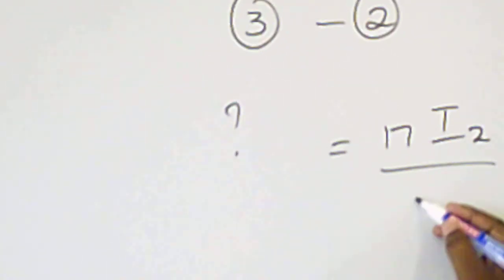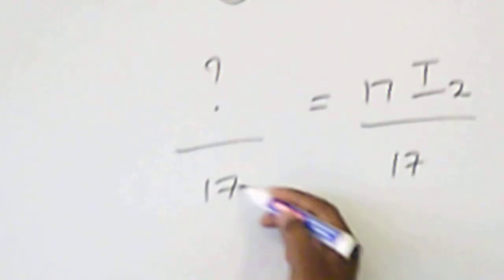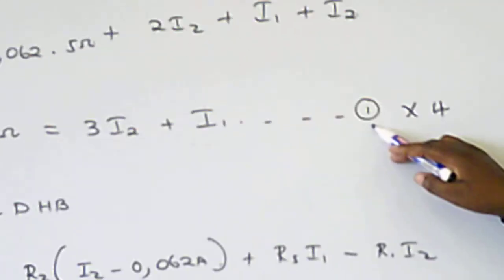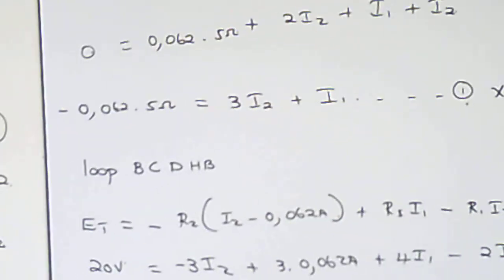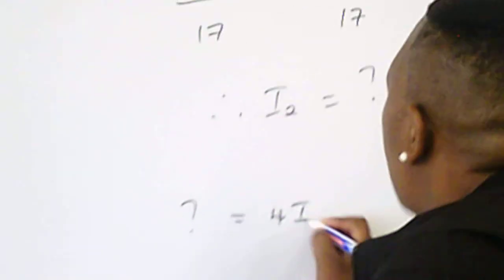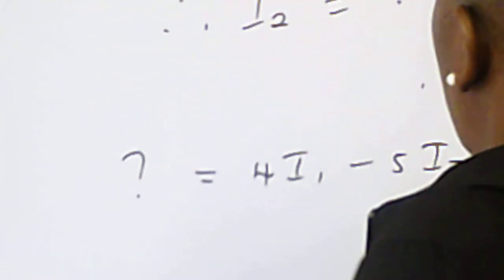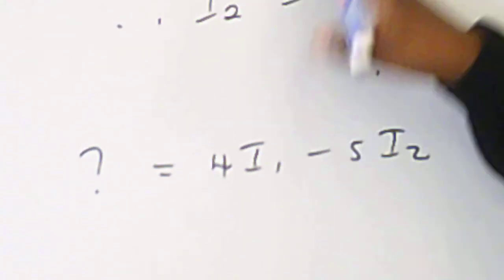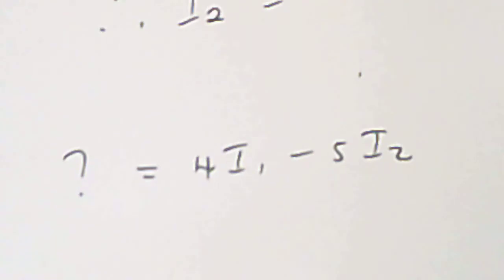Then to get I2, you divide by 17, and also here divide by 17. Therefore, you'll be able to find how much is your I2. After finding I2, you take this and substitute in equation 1, the original, not the one after multiplying by 4. The original, either I1 or I2. It will be 4 I1 minus 5 I2. So when you see I2, you substitute the answer that you found, and you'll be able to find I1.